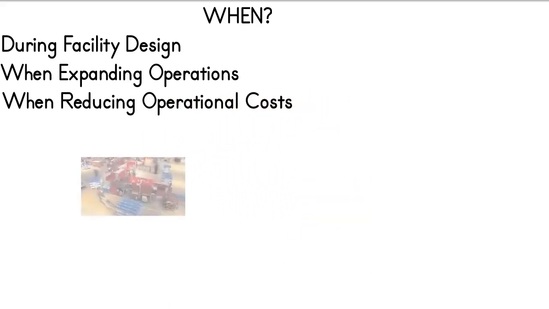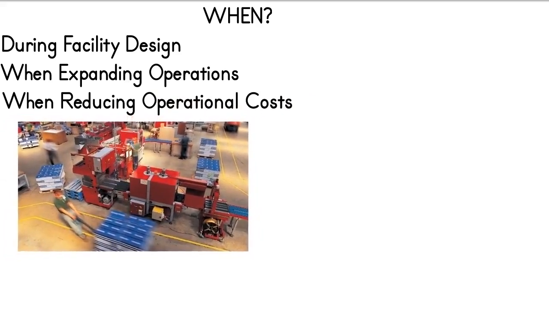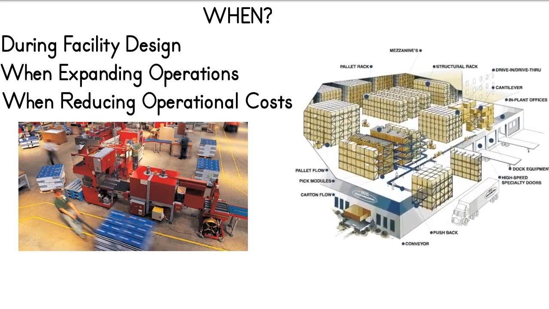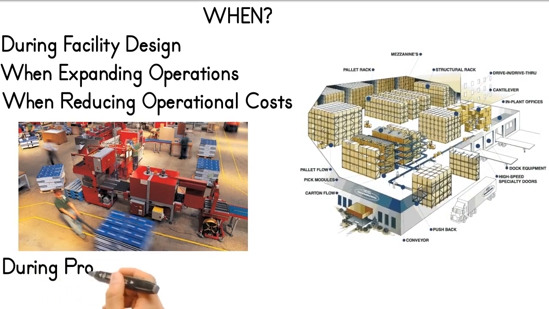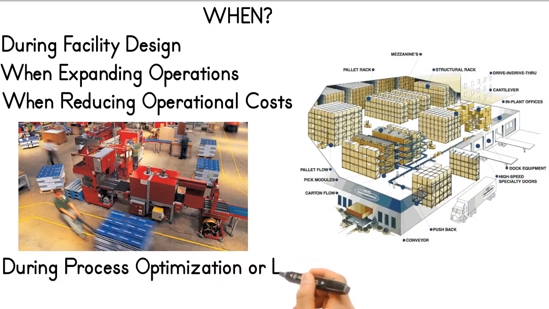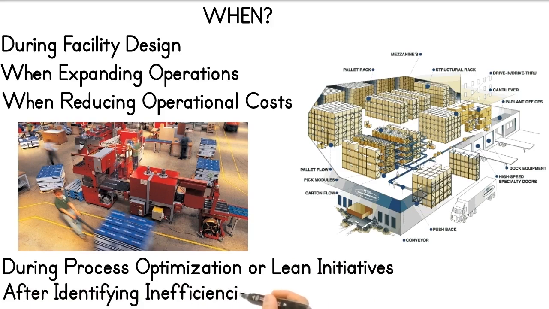If a business is aiming to reduce operational costs, material handling and layout improvements are a key area for investigation. Companies implementing lean manufacturing or continuous improvement programs will often focus on improving material handling systems and facility layout to eliminate waste and enhance workflow. When inefficiencies, bottlenecks, or delays are identified in the production or warehousing processes, improvements to material handling and layout can help resolve these issues.